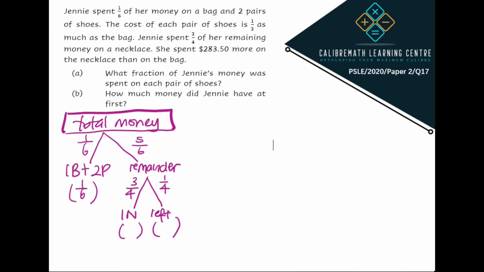This one is 1/6. This one will be 15 out of 24. And this one will be 5 out of 24. Now let's change all the denominators to be the same. So we'll get this to be 4 out of 24.